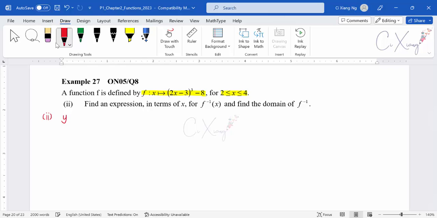I will let y equals (2x minus 3) power 3 minus 8. This is my original function. When I want to find the inverse function, this is now y in terms of x, y equals something x. To find the inverse function, I will rephrase it to become x equals something y. So what I'm going to do now is move all the numbers to the other side. The power 3 here, when I bring it over, becomes a cube root. Then I have 2x equals 3 plus the cube root of this. And then further simplify, I have this.